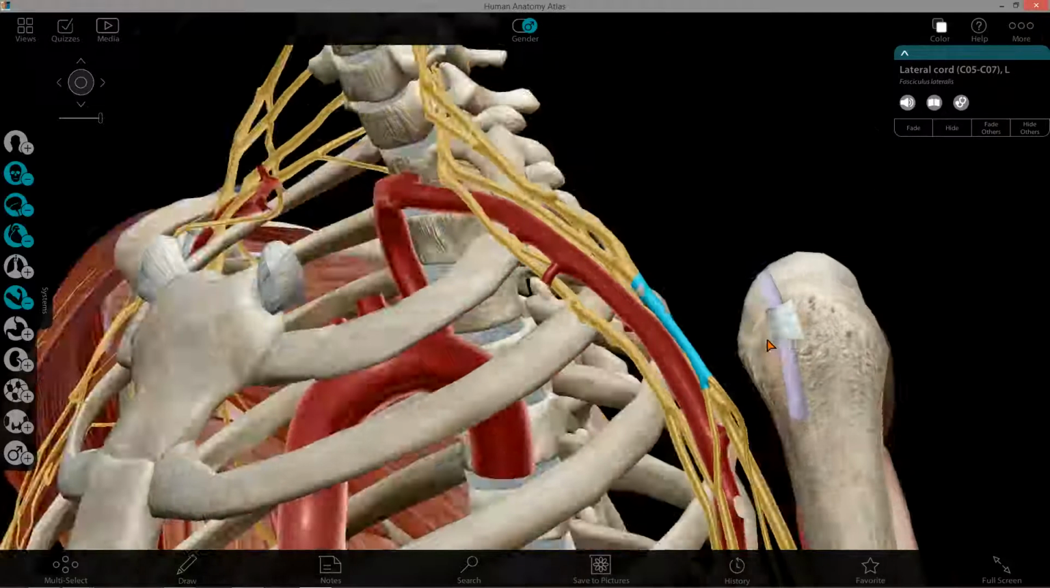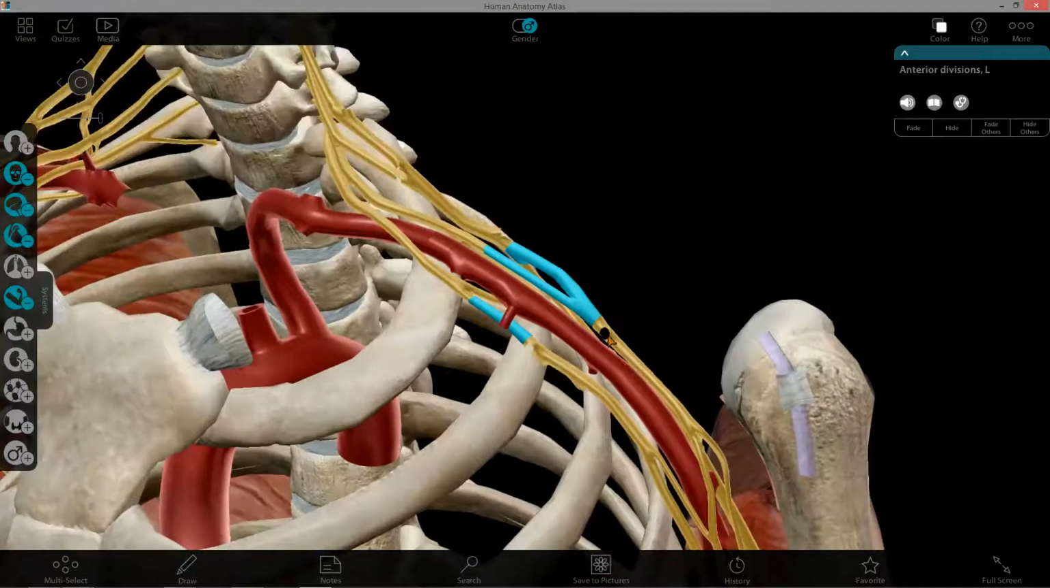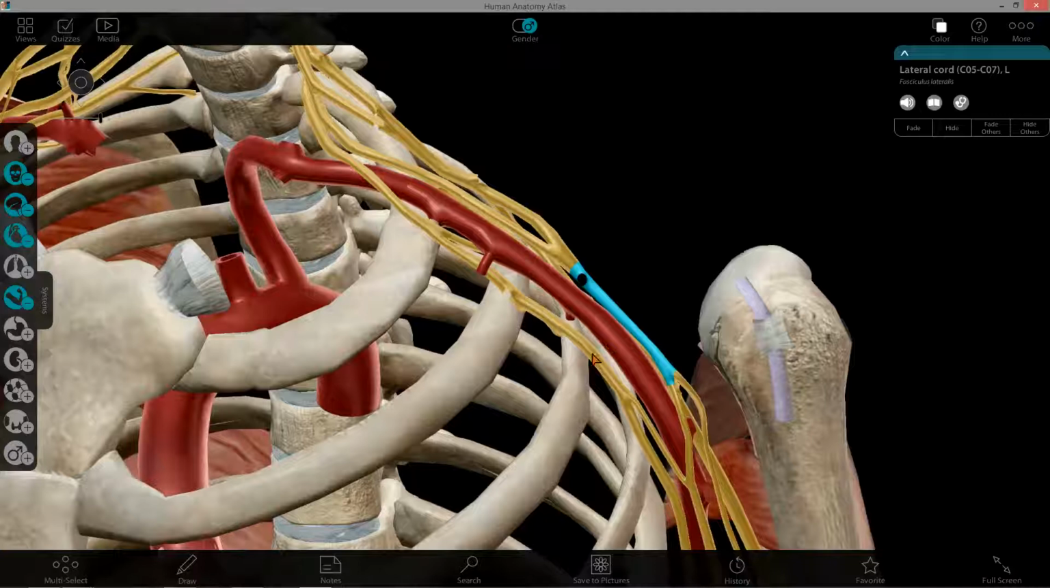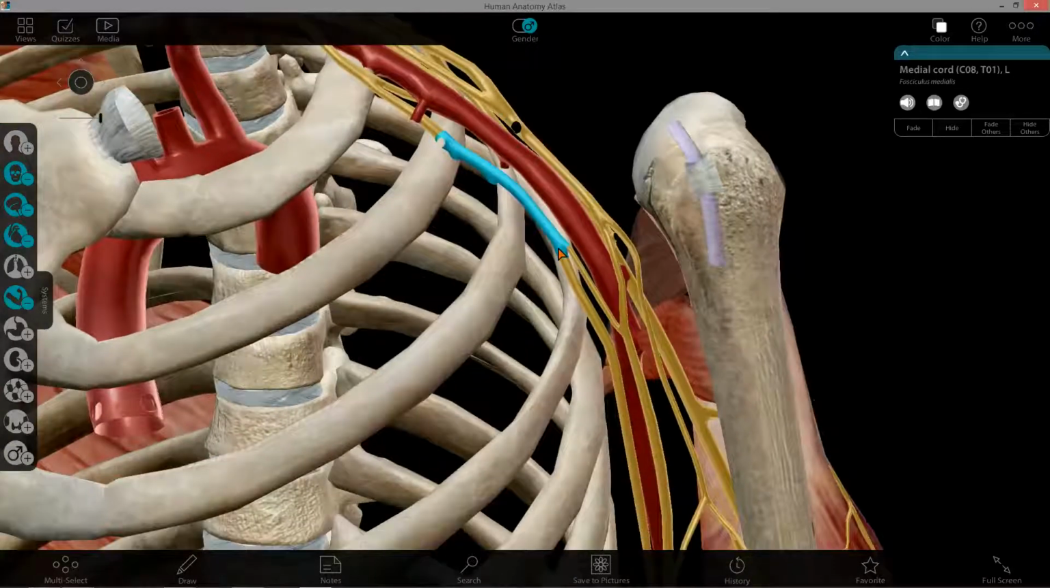The upper anterior divisions continue to form the lateral cord, whereas the lower continue to form the medial cord. The lateral and medial cord create that M that's often talked about, consisting of the median nerve, the ulnar nerve, and the musculocutaneous nerve. All right?